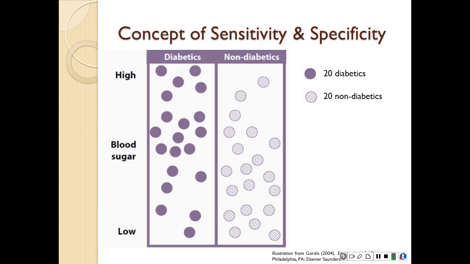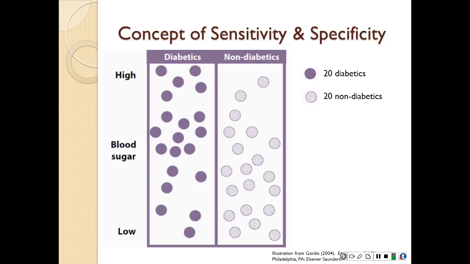So let's say we have a population of 20 diabetics and 20 non-diabetics, and we're screening them with a blood sugar test. The blood sugar test goes from low to high. And this is where we start talking about the threshold of tests. Your blood sugar can be low, it can be high, or somewhere in between. We have our diabetics and our non-diabetics. And if you look, most of the diabetics fall in this high range, and most of the non-diabetics have relatively low blood sugar.